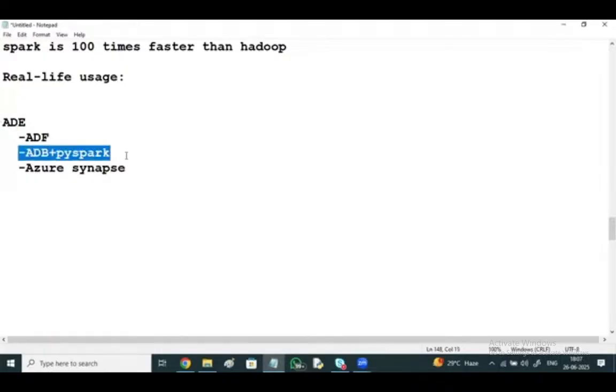Azure Synapse is a combination of ADF, ADB, and Azure data, these things. It's a single-stop solution for all of this. The main thing in Azure data engineering is that ADF is still there for the extraction process. You can extract data from on-premises, cloud premises, other premises, right?